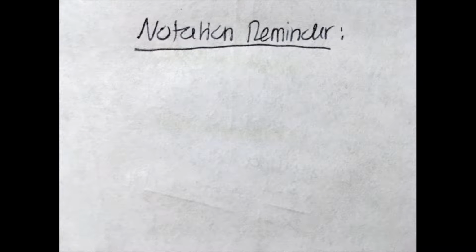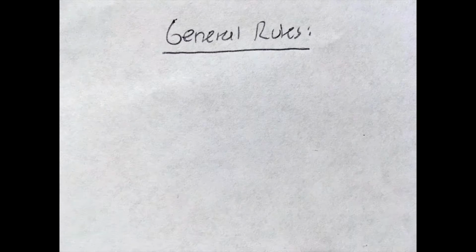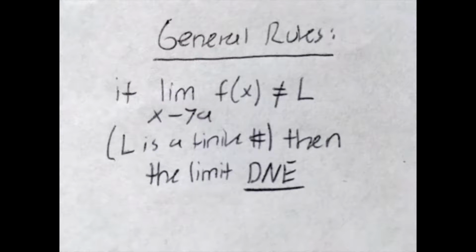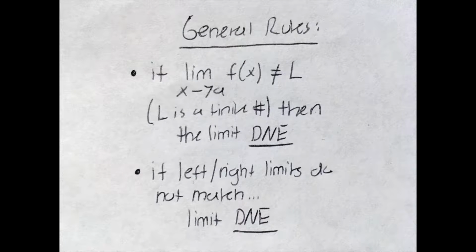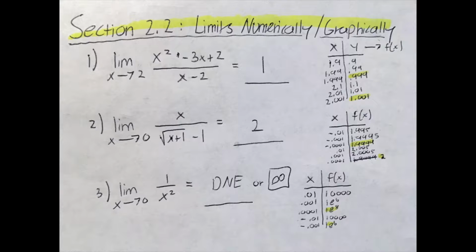So just a notation reminder, when you're presented with something like this, you would say the limit as x approaches a of f of x equals L. A couple reminders of general rules too include that if L is not a finite number, then the limit does not exist, as well as the left and the right limits have to match. If they do not, then it does not exist. So recapping on an example from a while ago, with a vertical asymptote at 0, the left and the right limits approach infinity. So I know numerically we thought it did not exist because it's exponential, but it's really infinite.